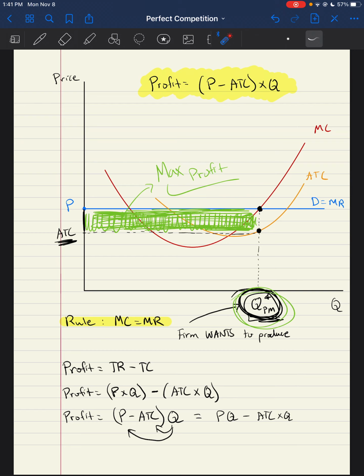So that's how we want to approach these problems. The first thing we're going to do is find our Q_PM star, which is our profit maximizing quantity for the firm, and then we're going to use that to figure out where it intersects our average total cost. Wherever that intersects our average total cost, that's our rectangle, and then we're going to use that to figure out our maximum profit.